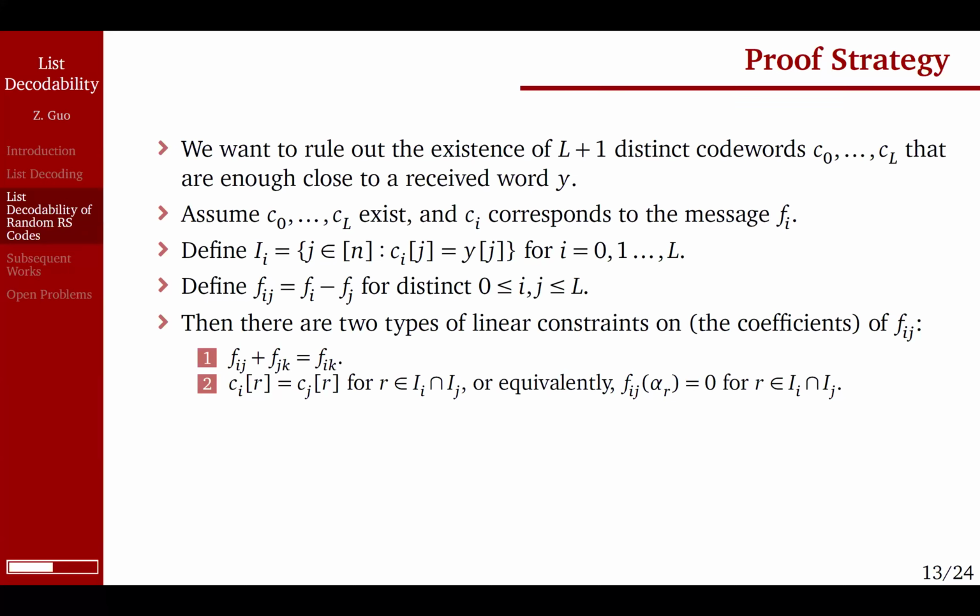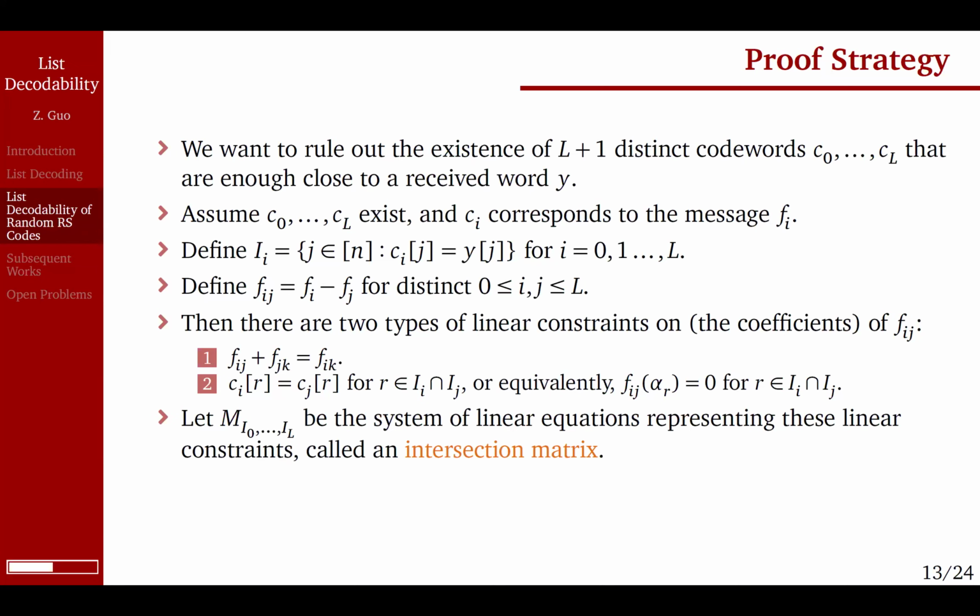Now look at this equation. It is evaluating Fij at alpha, the value of the evaluation point. This is a linear function of the coefficients: the value is the sum of the coefficients times the powers of alpha. So it is a linear equation in the coefficients of Fij as variables, where the coefficients are powers of alpha. You just put together all these linear equations. These are all the linear constraints.